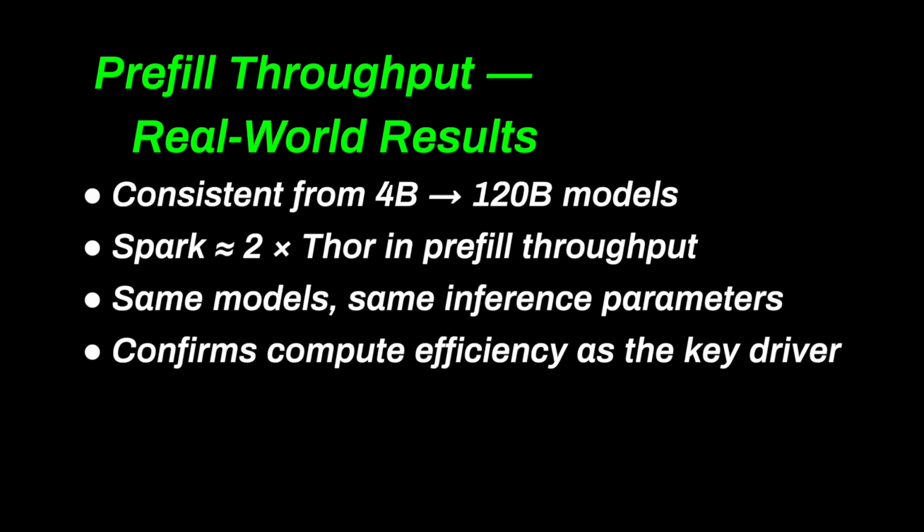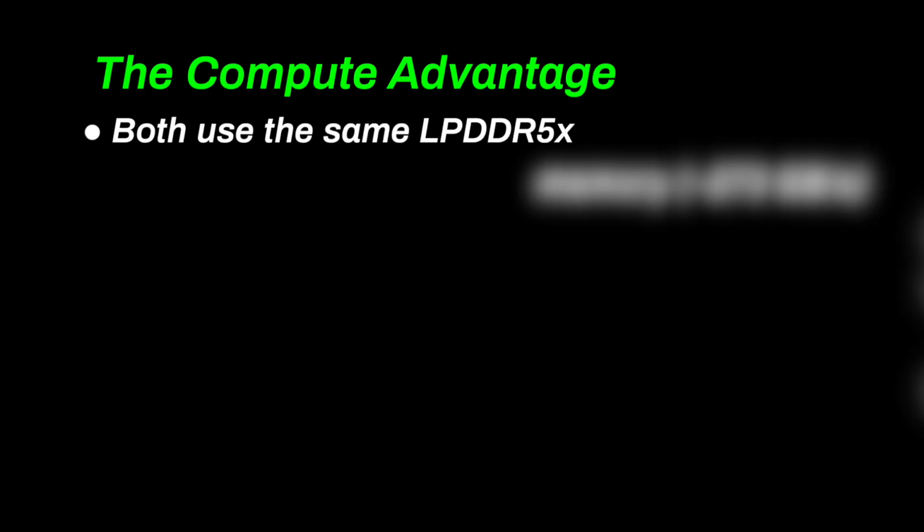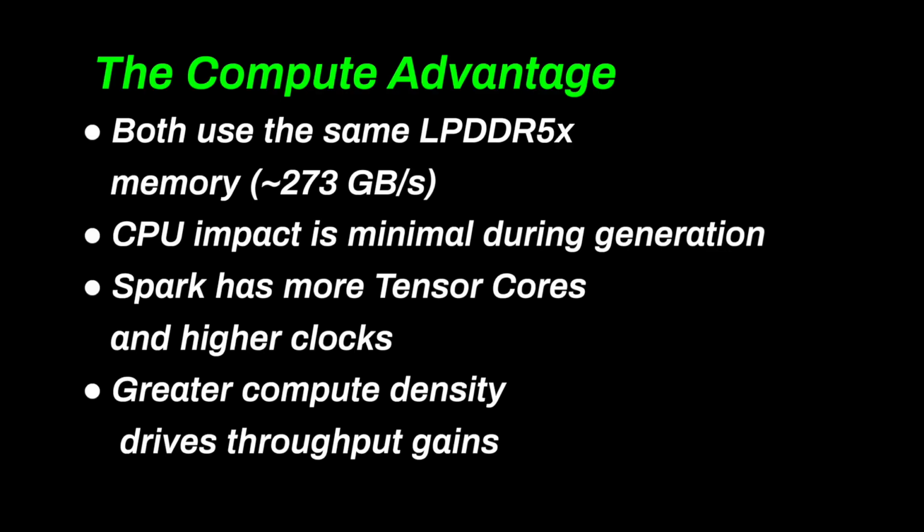At first glance, you might think that comes from faster memory or a larger CPU, but both use the same memory architecture and bandwidth, and the CPU plays only a small supporting role. The real difference comes from compute capacity. Spark simply has more tensor cores running at higher speeds, pushing through more math every second.